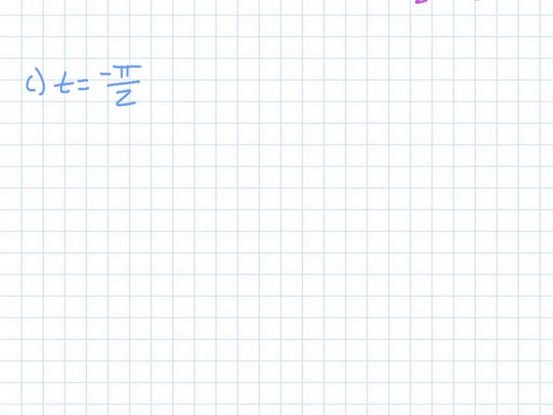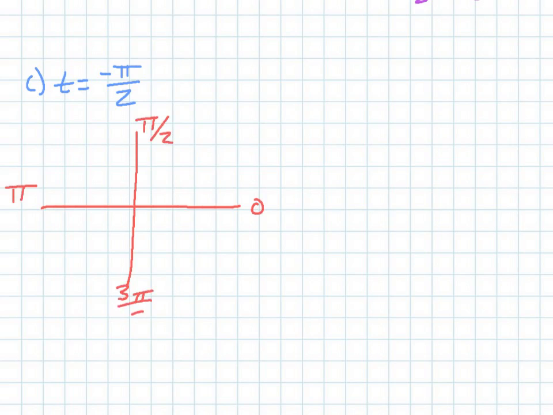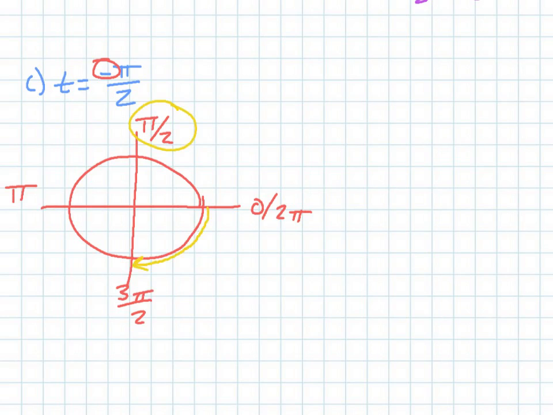So then C, you have t equals negative pi over 2. Now for that one, 0, pi over 2, pi. Okay, so here, remember your negative value, so you've got to go in the negative direction. So that means I would need to go this way. Now, since it's negative pi over 2, notice that pi over 2 is up here on the 90. So negative pi over 2 would be the same thing as 3 pi over 2.